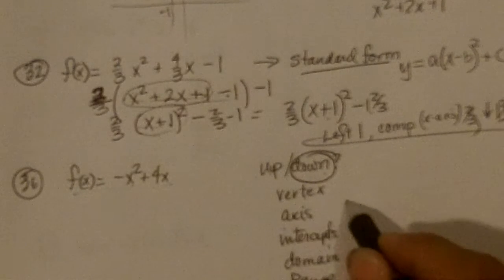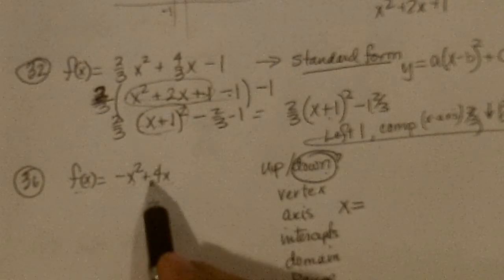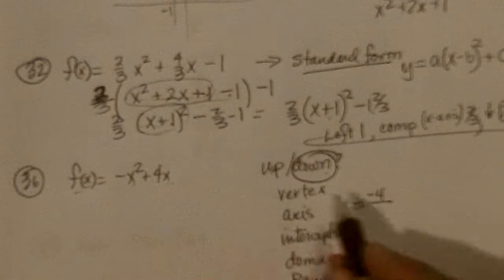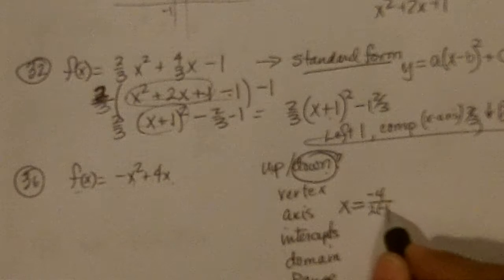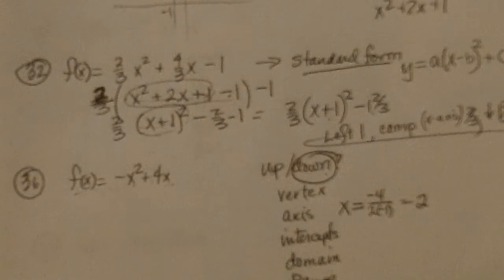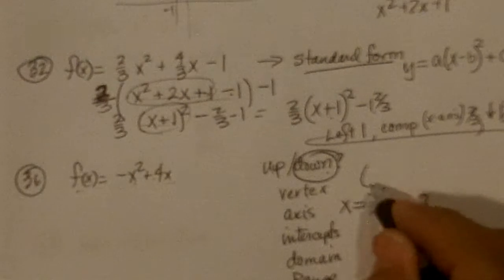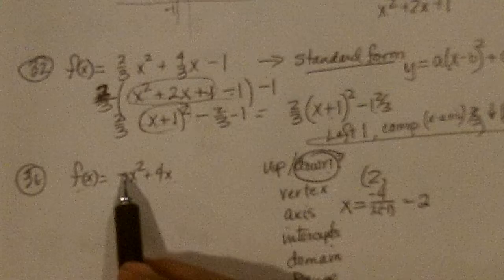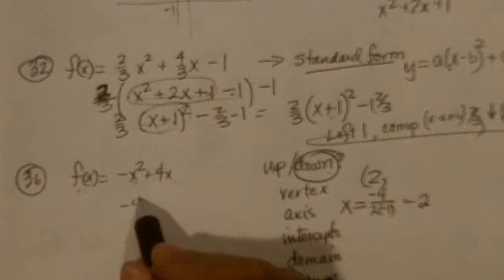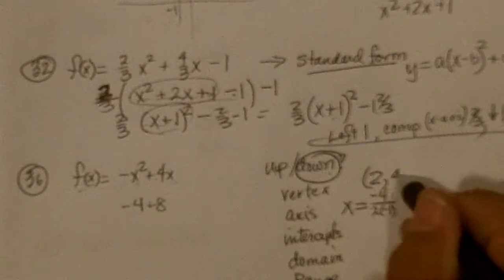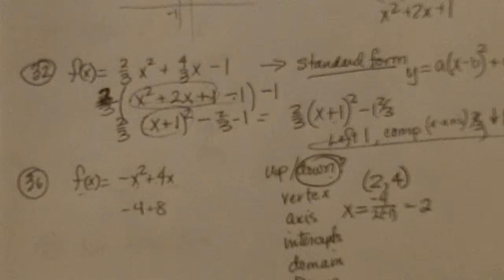The axis of symmetry is x equals the opposite of b over 2a, which is 2. So the vertex is at x equals 2, and if I put 2 in there, 2 squared is 4 times the negative is negative 4, plus 8, which is 4. There's the vertex.